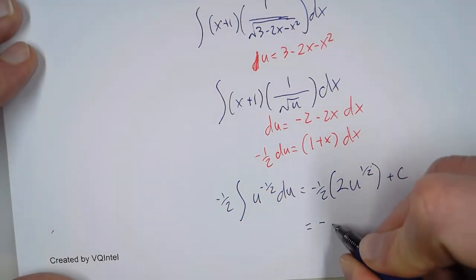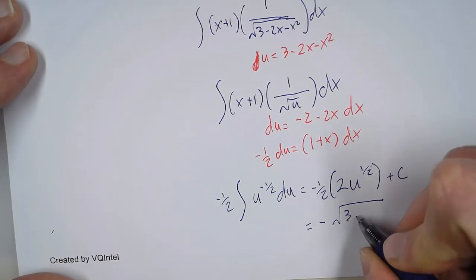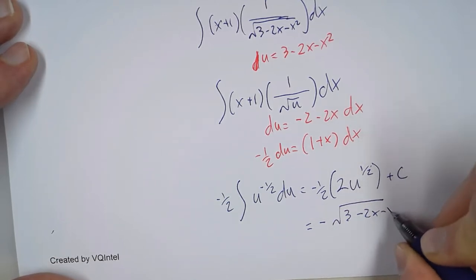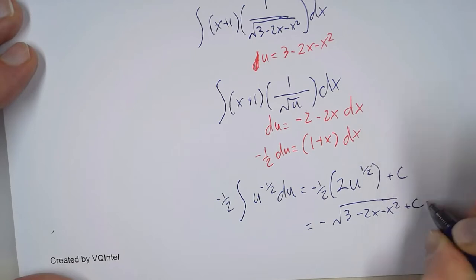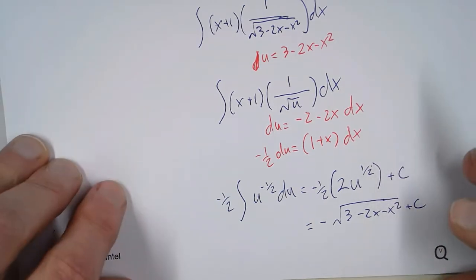So we're going to have negative square root of 3 minus 2x minus x squared. Because that's what the 1/2 power means. It means square root.